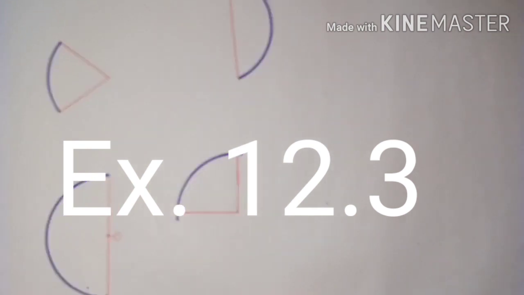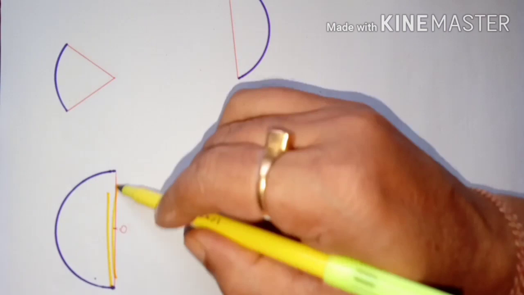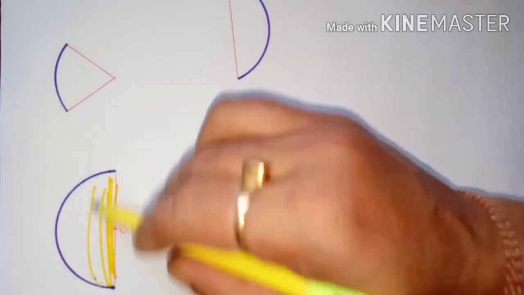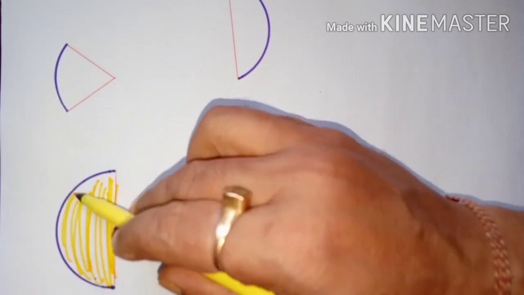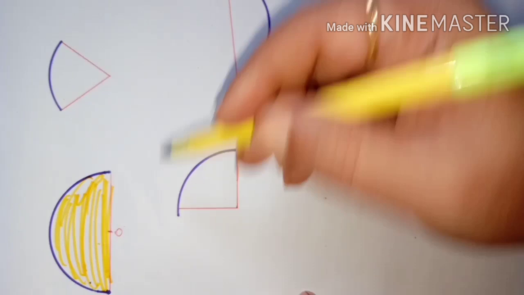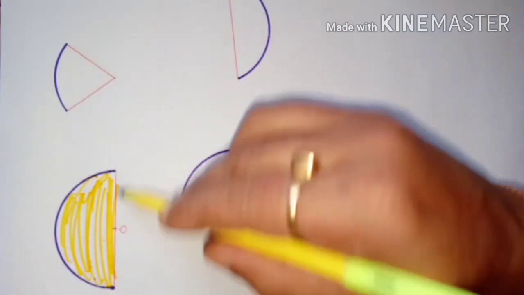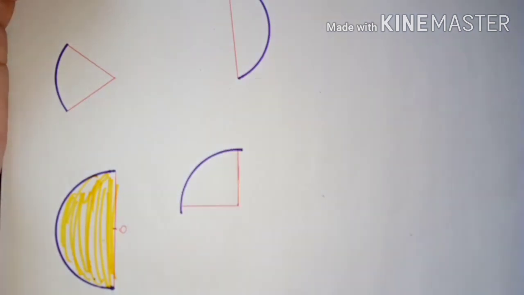Good morning, dear students. Here in these diagrams, you can see this is a semicircle. This portion inside the semicircular arc and between the diameter is the semicircular region. All of you know this is the center of the circle, and this is the diameter of the circle. So this is the semicircular region. Okay, dear students?